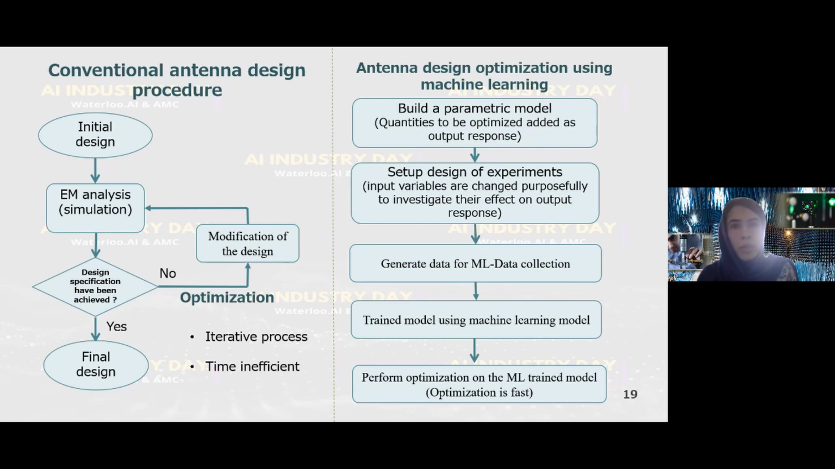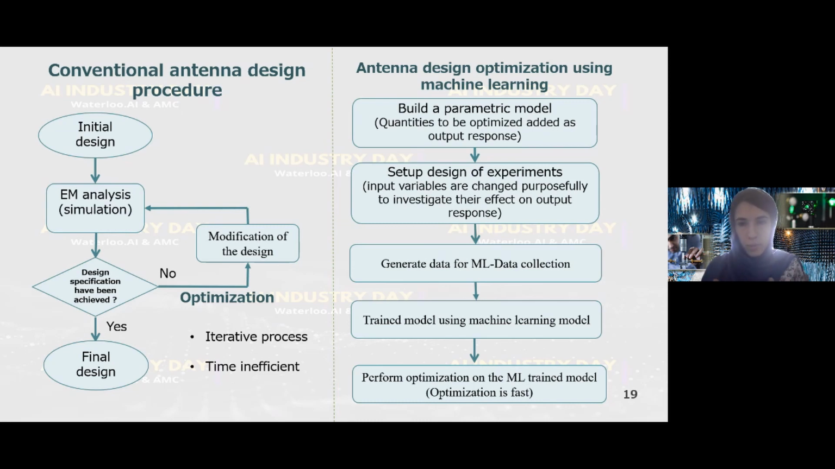But if we use machine learning instead, the first thing that we should do is build a parametric model, and then we do studies on this parametric model to design some tests, and we find which parameter has more impact on the final solution, for example, on the directivity or on the polarization or other parameters of the system. And also we are generating data to train our machine learning.